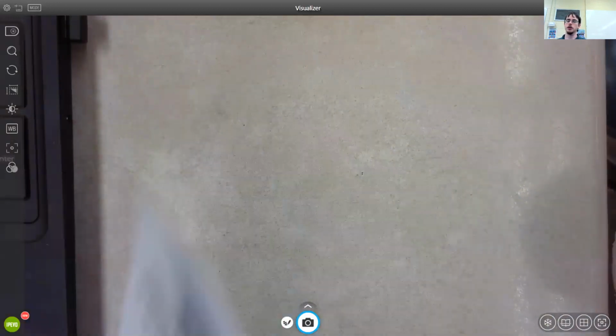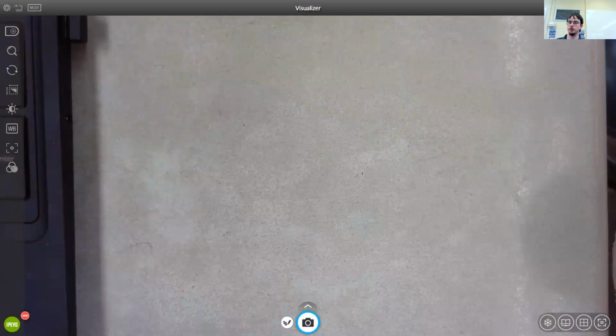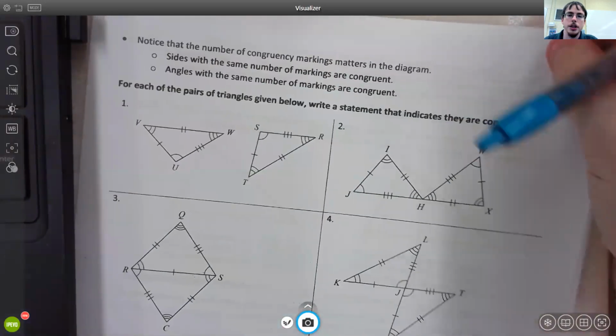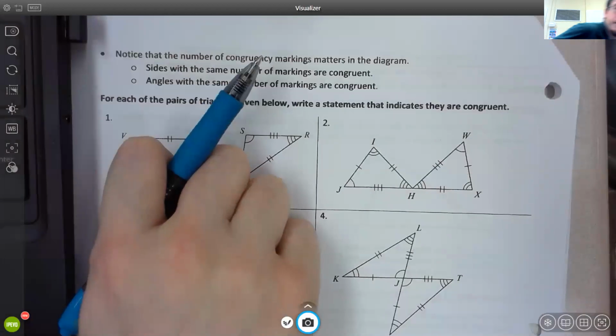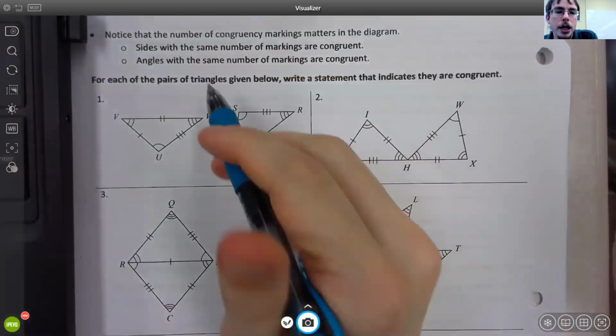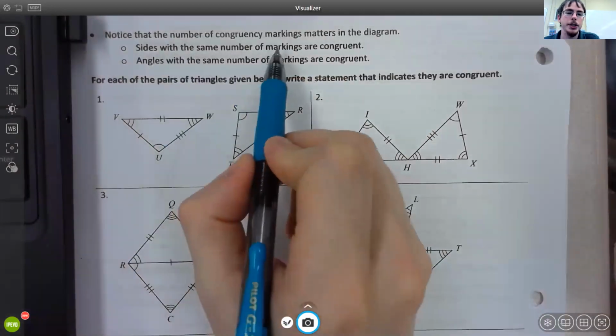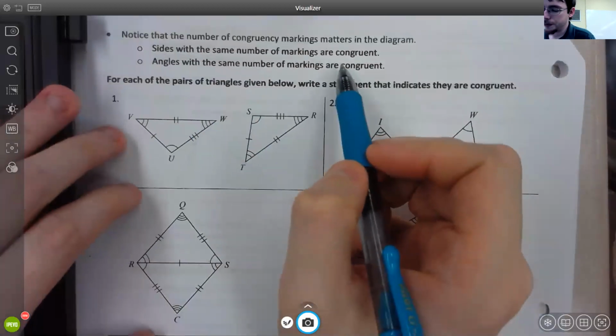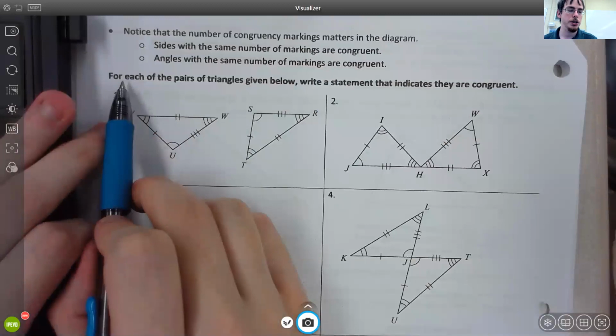All right, so let's move on to some example problems. Notice that the number of congruency markings matters in the diagram. I apologize for the lights. Sides with the same number of markings are congruent, and angles with the same number of markings are congruent.